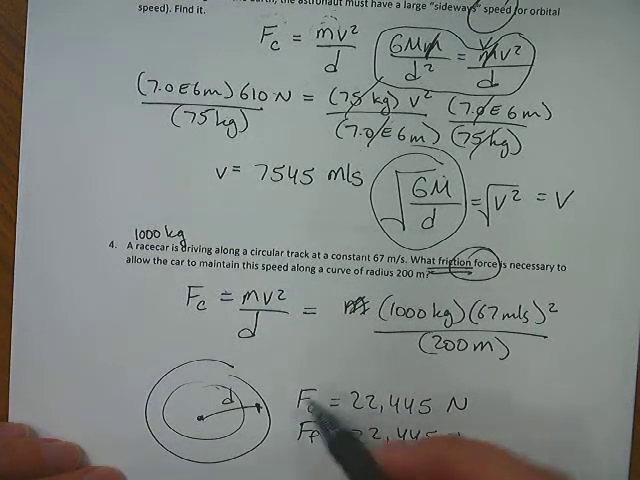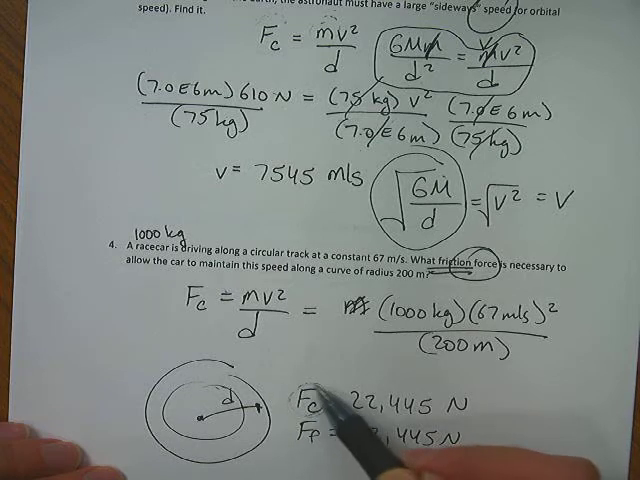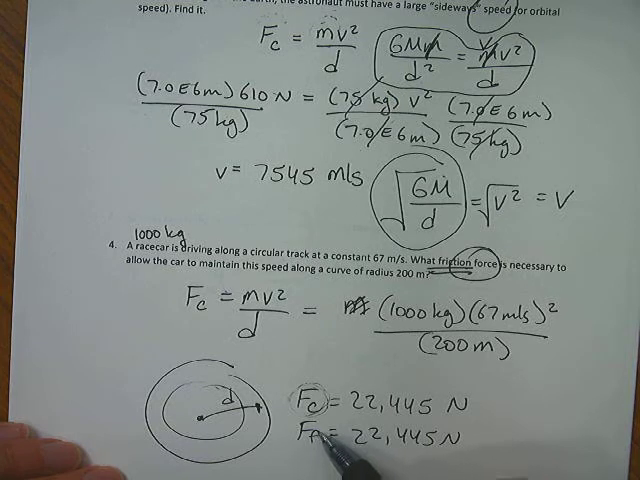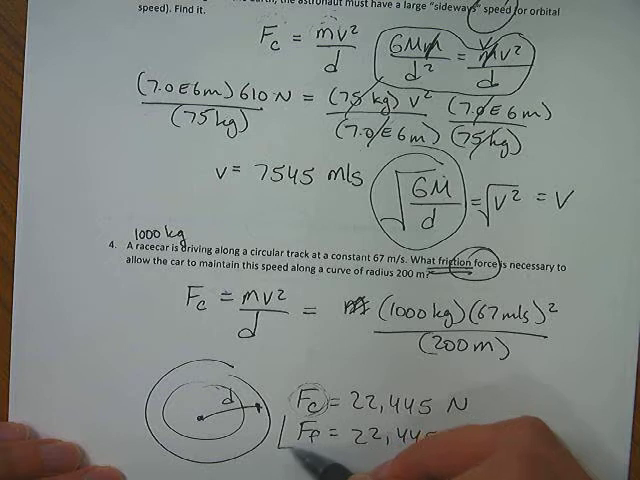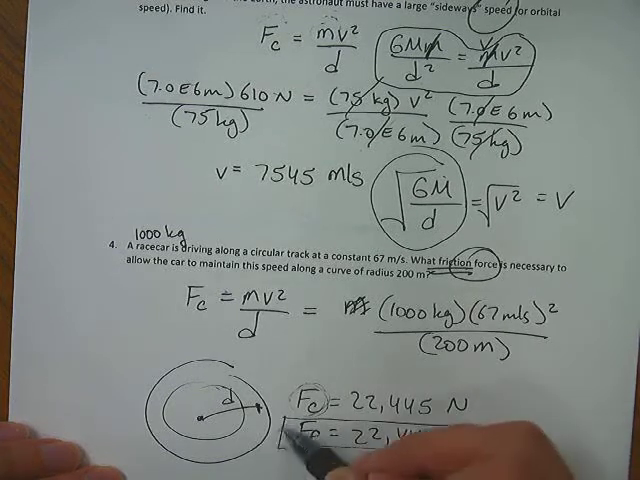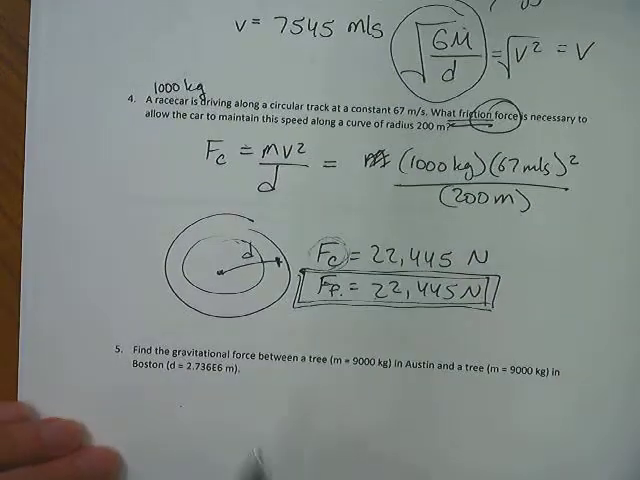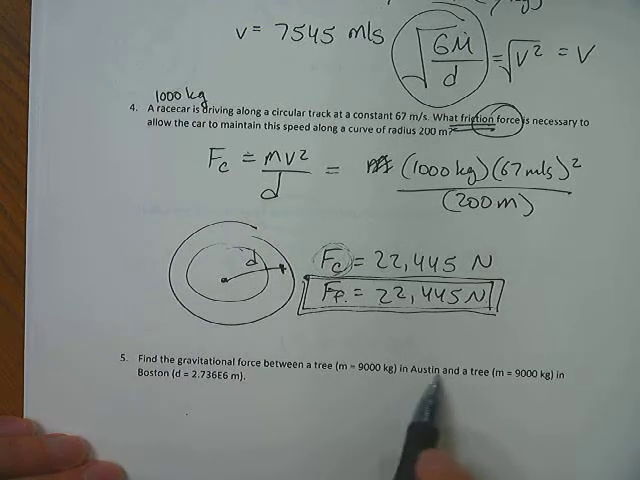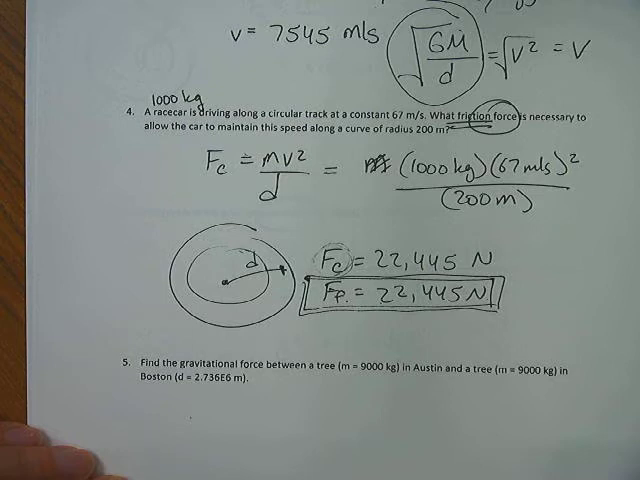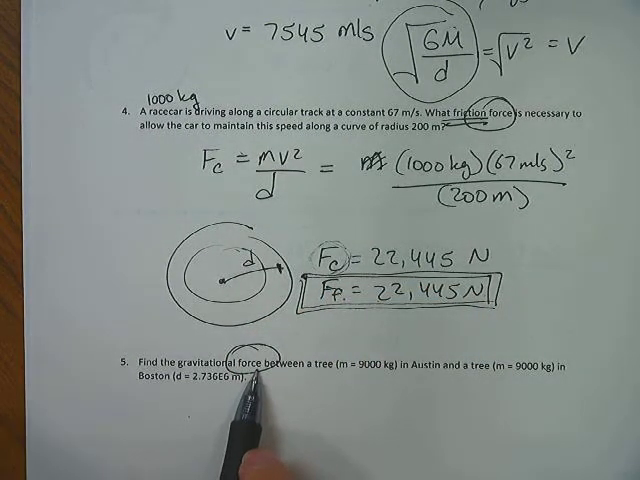1,000 times 67 squared divided by 200 is 22,445 newtons. So that is the force towards the center, and more specifically, that is friction. This is just a generic expression that means force towards center. This is what the actual force is. The force is actually friction. Friction is the force that points towards the center. This is how you really should label it, because this is more specific.